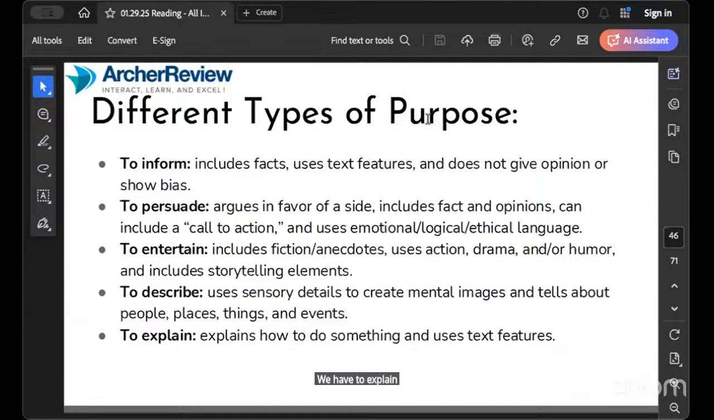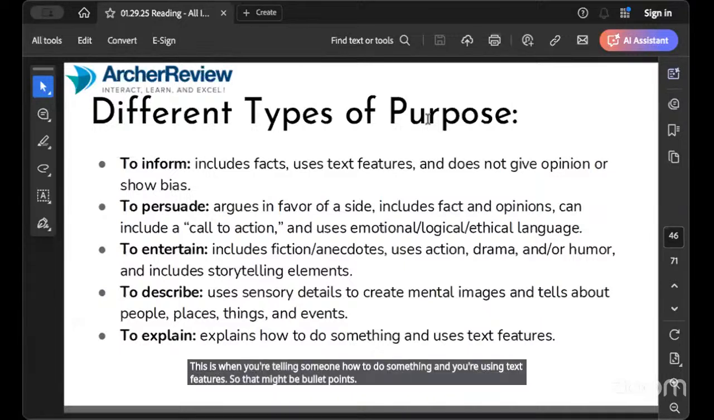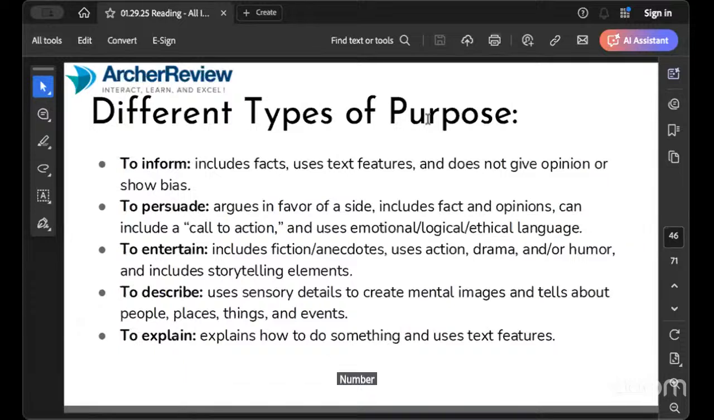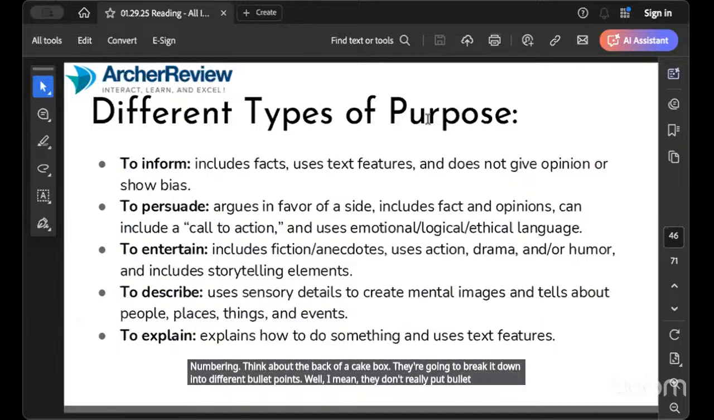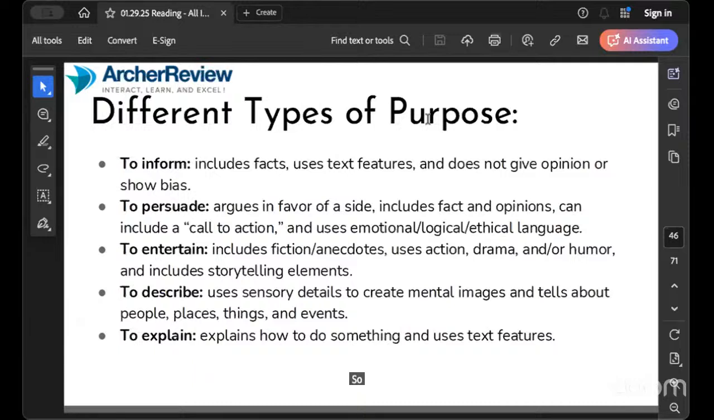Okay. And then last, we have to explain. When you're using it for the purpose of explaining, this is when you're telling someone how to do something and you're using text features. That might be bullet points, numbering. Think about the back of a cake box. They're going to break it down into different bullet points. Well, I mean, they don't really put bullet points on the back of a cake box, but you get what I'm saying, right? So that's when you're breaking it down. That's going to be more procedural writing. They're telling you how to do something. Okay, so lots of different ways and different types of purpose.